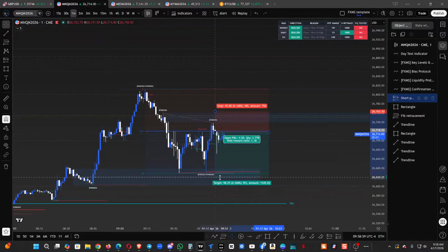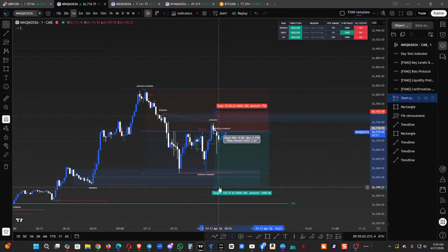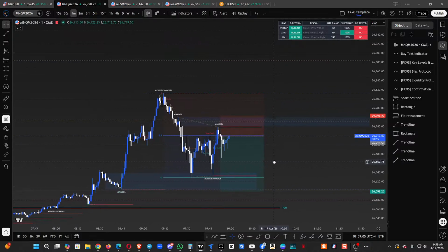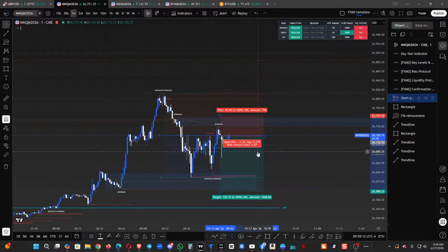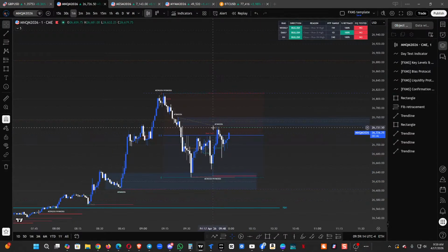Goal is for it to come down all the way through to this low here, so essentially looking for around 120 points. So let's see if we get this. Maybe we get another run into this OB since we didn't get it here.